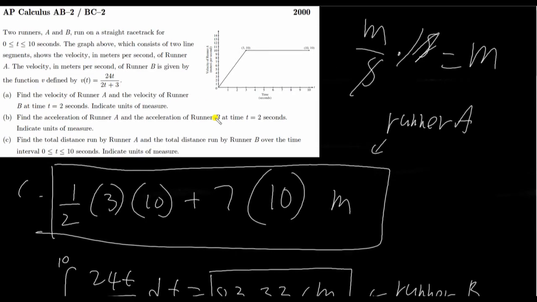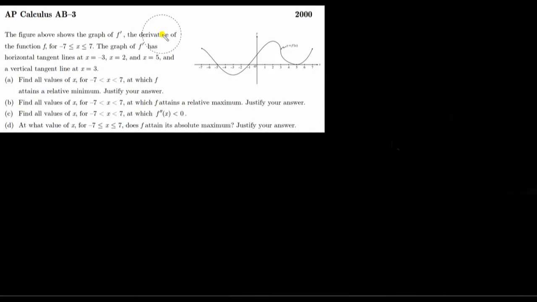Now let's move on to question 3. Okay, so question 3 here. This is probably as simple a question as you're ever going to get on an AP exam, so this is a pretty good one. We have a derivative graphed. We have the graph of f prime of x, and we're asked a bunch of different questions about f.